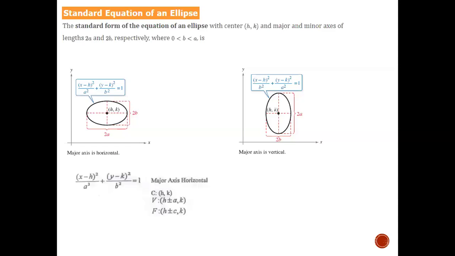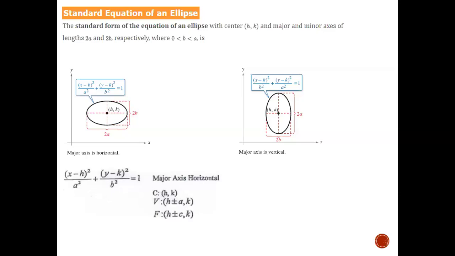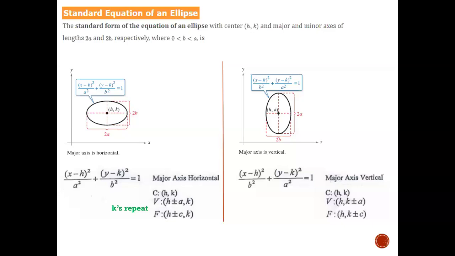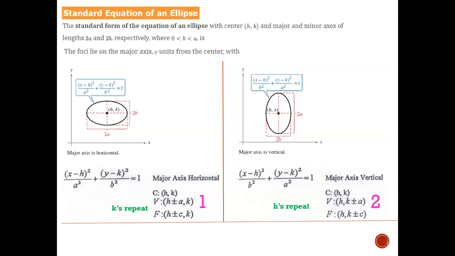And again, I'll do the same thing that I did before. The one with the major axis as a vertical line, the H's repeat, yes? So we'll label this one, the case repeat as 1, the H repeats as 2, okay? All right, so something to know: the foci lie on the major axis, okay?